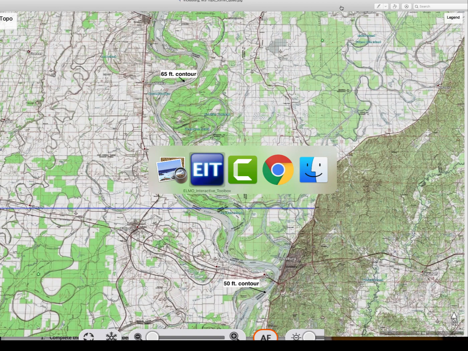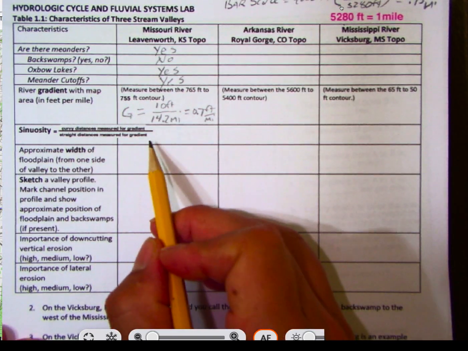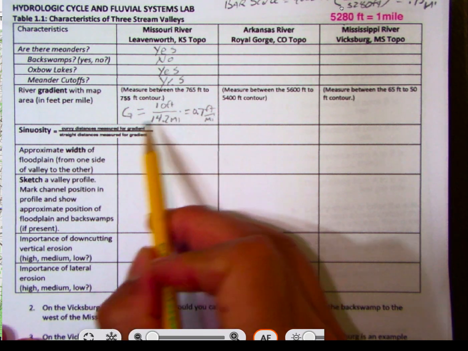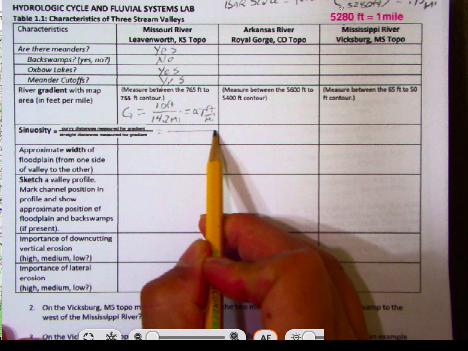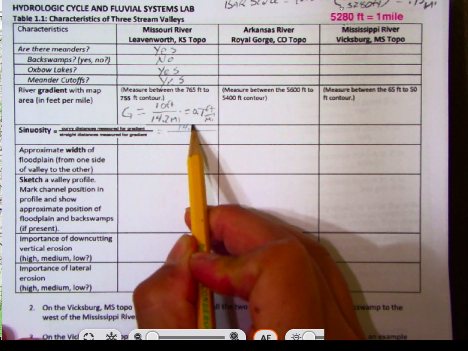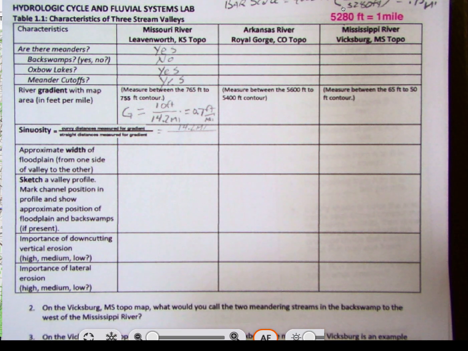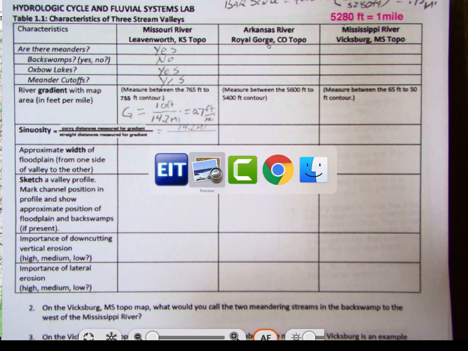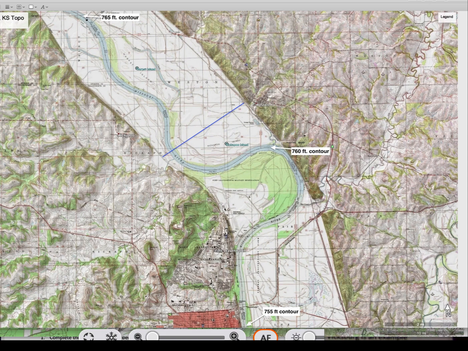Now the next thing we need to do is answer the sinuosity here. Since we already measured the curvy distance, for our sinuosity we have those 14.2 miles, right? So now what you want to do is measure the straight line. On that map, for the Missouri River, you can take your string or a ruler and just measure the same distance here and figure out how many miles it is on the map. So I'll do that next.